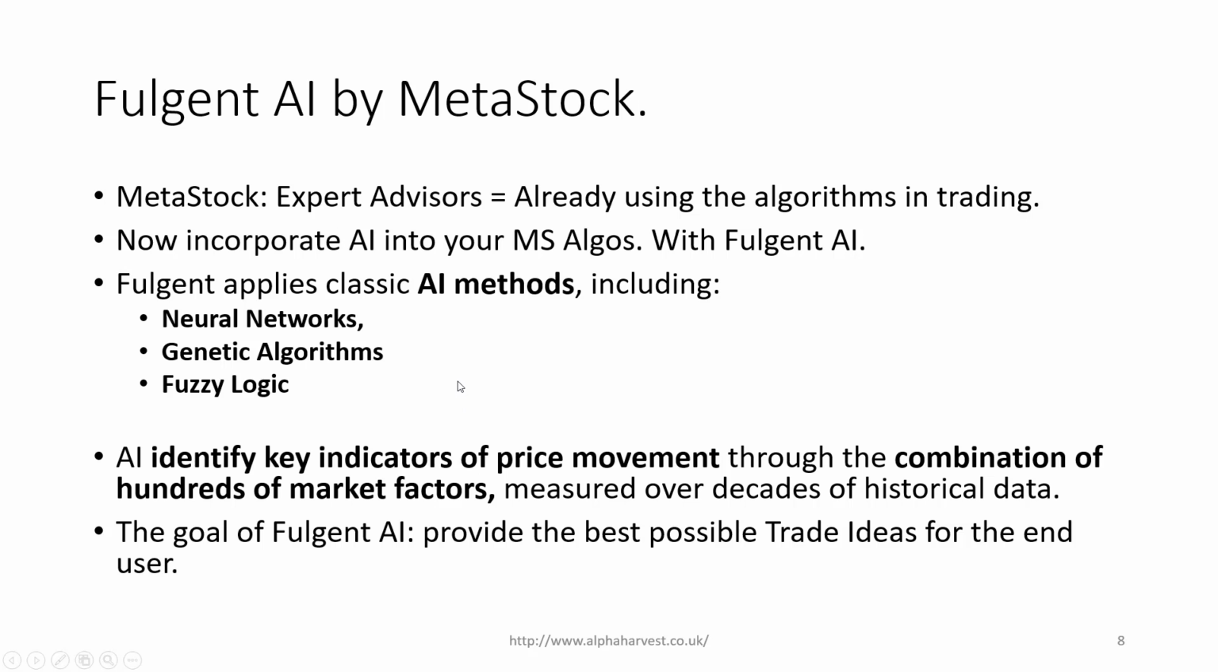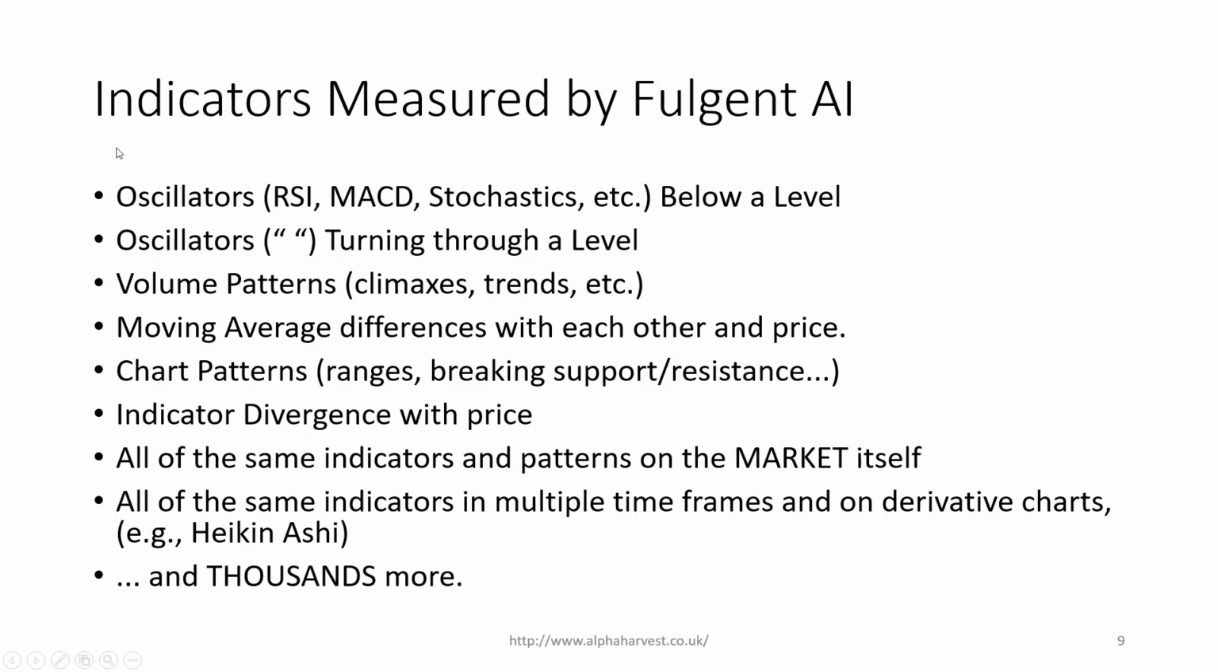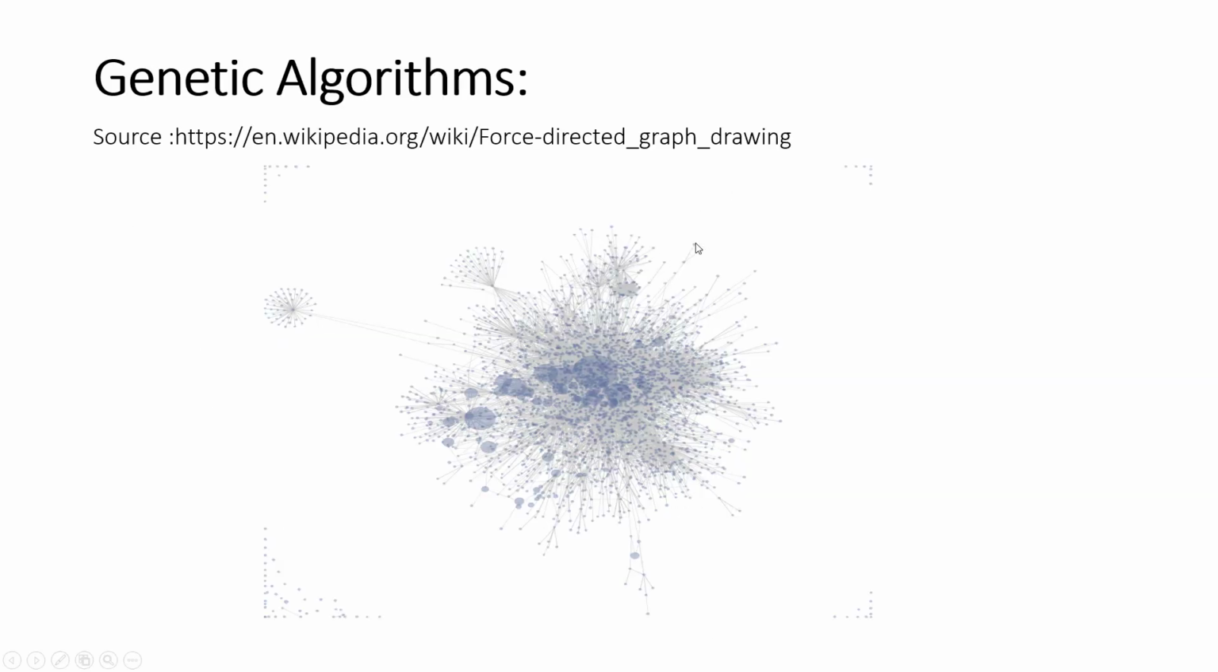The idea with genetic algorithms is that the AI identifies key indicators of price movement through the combination of hundreds of market factors, and we look at decades of historical data. Say you've got a few of the traditional technical analysis strategies: MACD, stochastics, RSI, etc. The AI looks at all these indicators, takes all available settings, and tests them against each other. So if I have a MACD, stochastics, and SMI trading strategy that's very good, that would make up 3 of these nodes with specific settings. That's kind of like a trading algorithm.